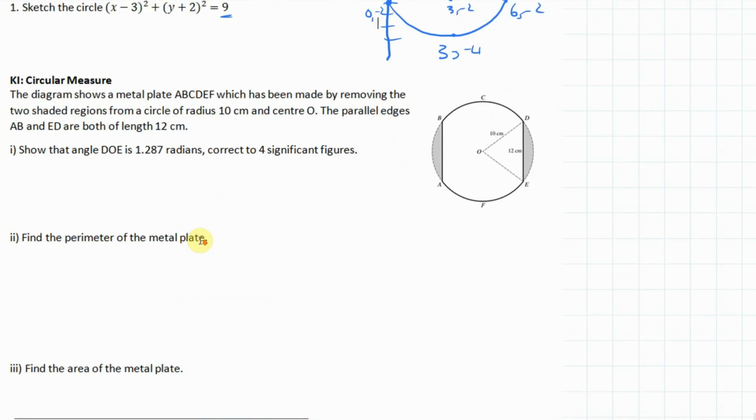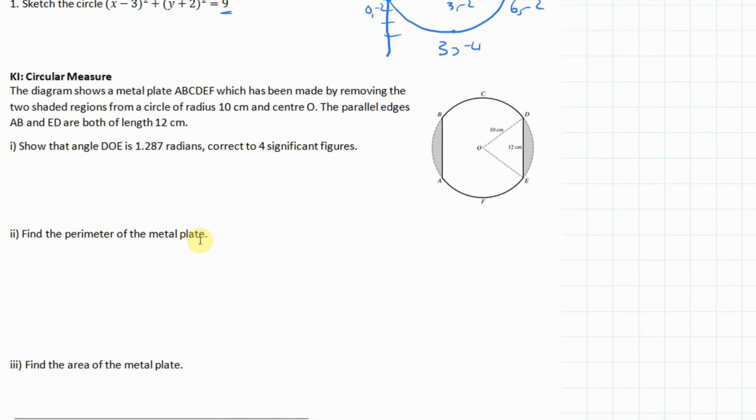Moving right along, what have we got here? We've got this metal plate, ABCDEF, so that's the unshaded bit. We've removed the shaded regions from a circle of radius 10 and centre O. The parallel edges AB and EF are both length 12. And we've got to show that angle DOE is 1.287 radians. So what we're going to do is focus on this red triangle that I'm looking at here. And you can see that we know that that's 10.